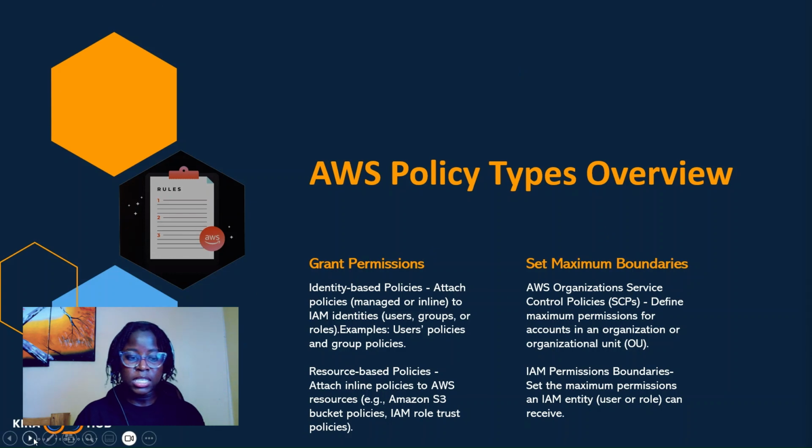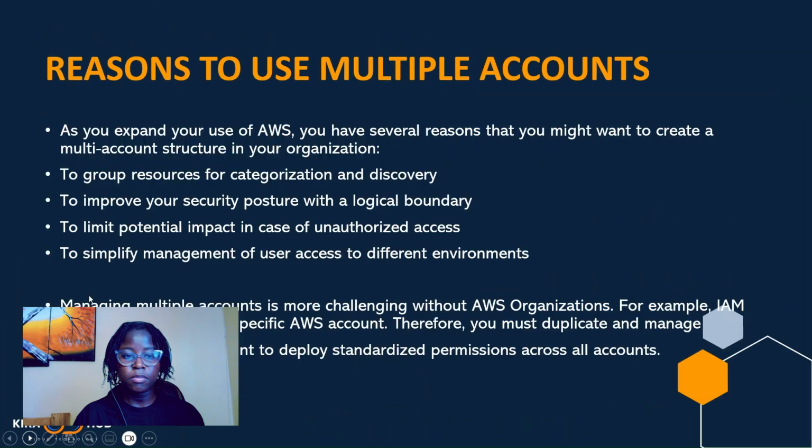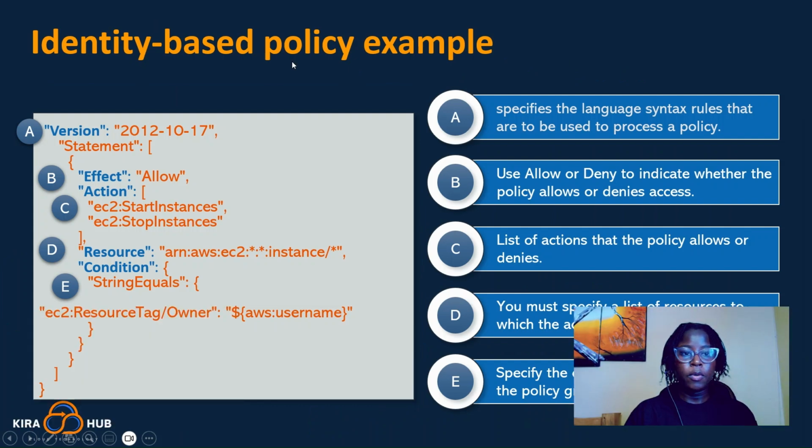Let's start off with the policies that grant permissions in this case. So we have the identity-based policies, and here's an example of an identity-based policy. A policy consists of these things: a version, an effect, an action, a resource, and a condition which is optional. A version just specifies the language syntax rules, and then we have the effect. Effect defines whether you are allowed or denied to do whatever you want to do. So the effect can either be allow or deny.